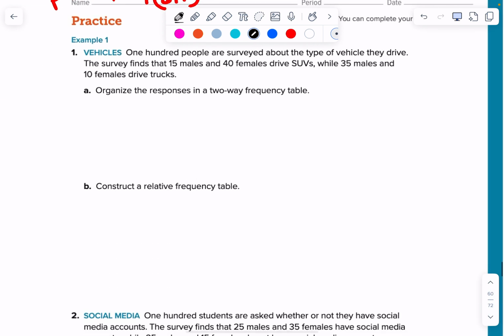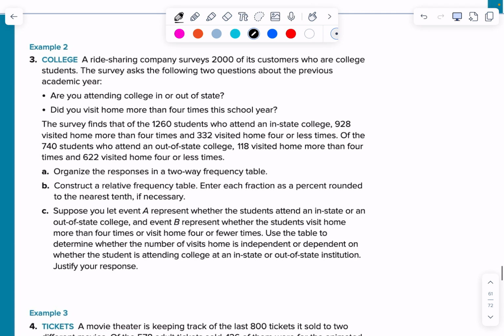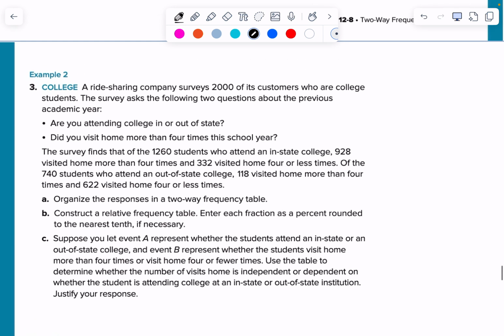If you want help, let's help set up like number 1. Organize your two-way frequency table. Yeah, let's do number 3. Because number 3 has more words. Please. All right, whatever.